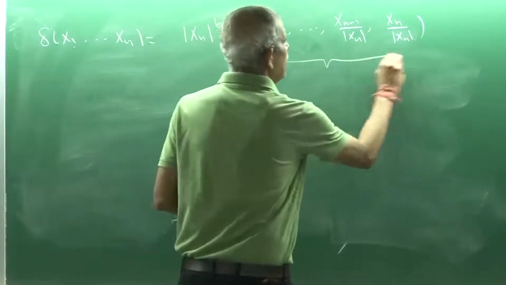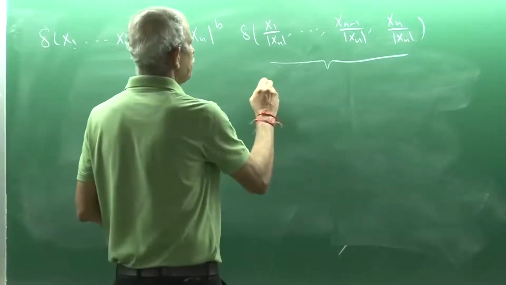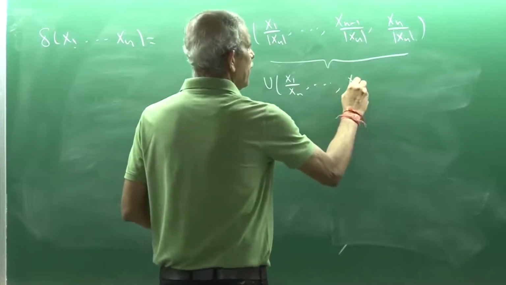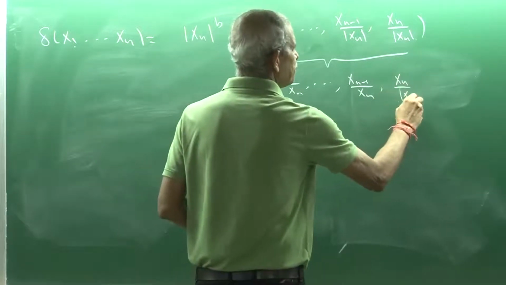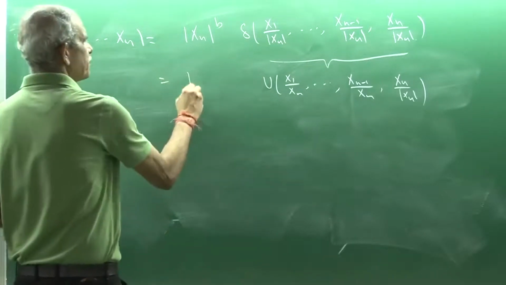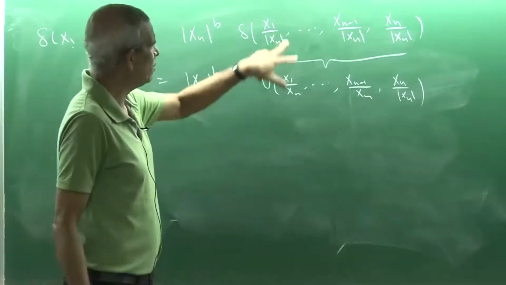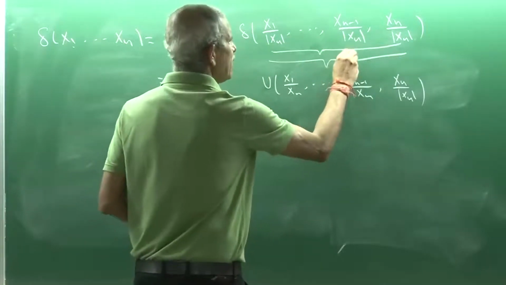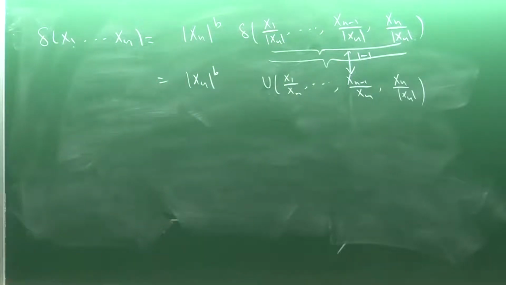I want to make my life a little bit simpler. I want to convert this into a function of, let us say, u of x1 upon xn, xn minus 1 upon xn, and xn upon mod xn. Can I write this like this, as a function of mod of xn to power b and some function of this? I'll be able to write this as a function of this, provided this argument over here is a one-to-one function of x1 upon xn, xn minus 1 upon xn, and xn upon mod of xn.